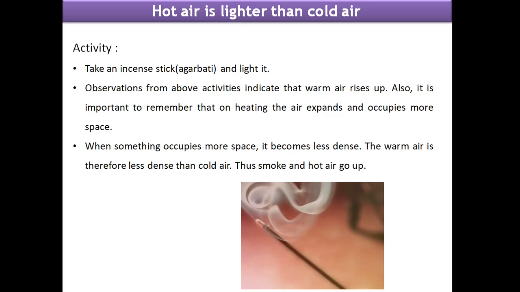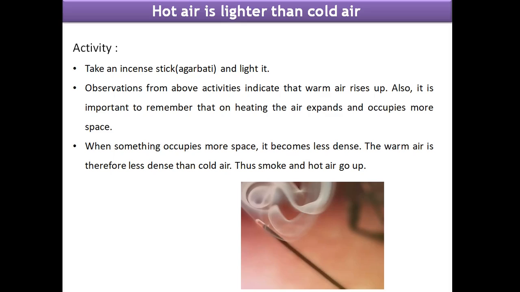Let us observe another activity to study the same. Take an agarbatti stick, what we call an incense stick, and light it. The smoke or fumes rise up. Why are they moving up? Why are they not moving down?